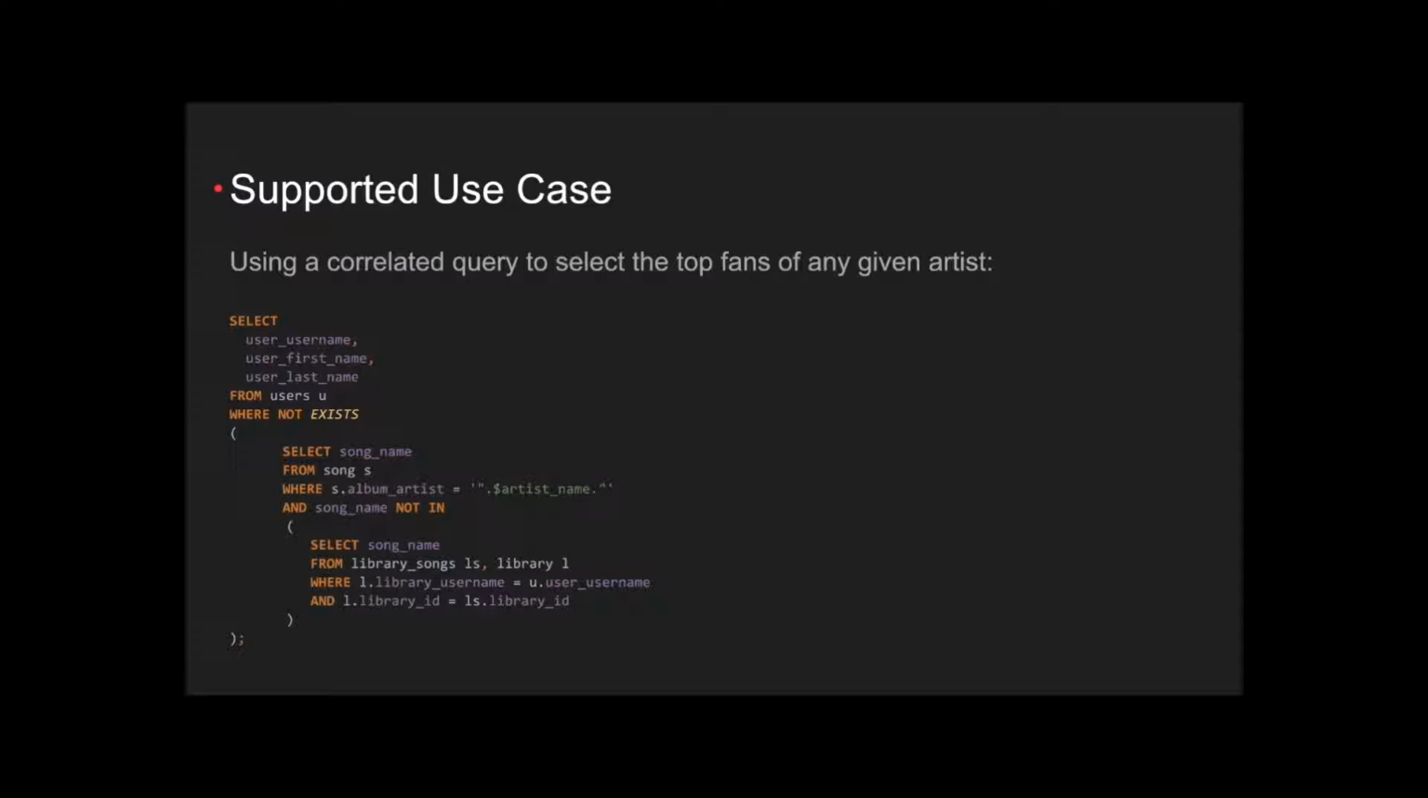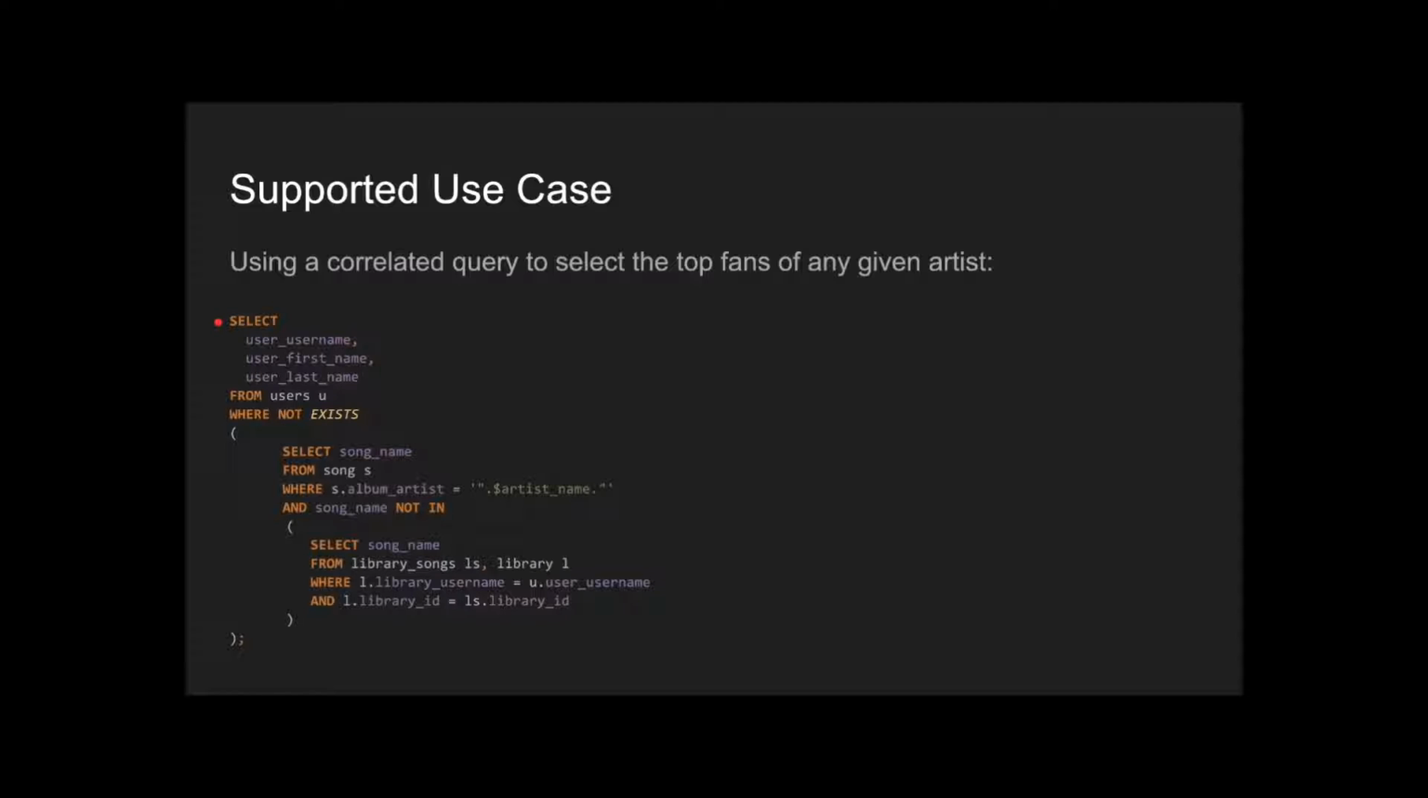For use cases, we're going to use our correlated query to select the top fans of any given artist. What this is meant to do is select every single user that has every single song that has been produced by a given artist. This type of functionality is only available to administrator accounts, and the query that the administrator would be using is here.